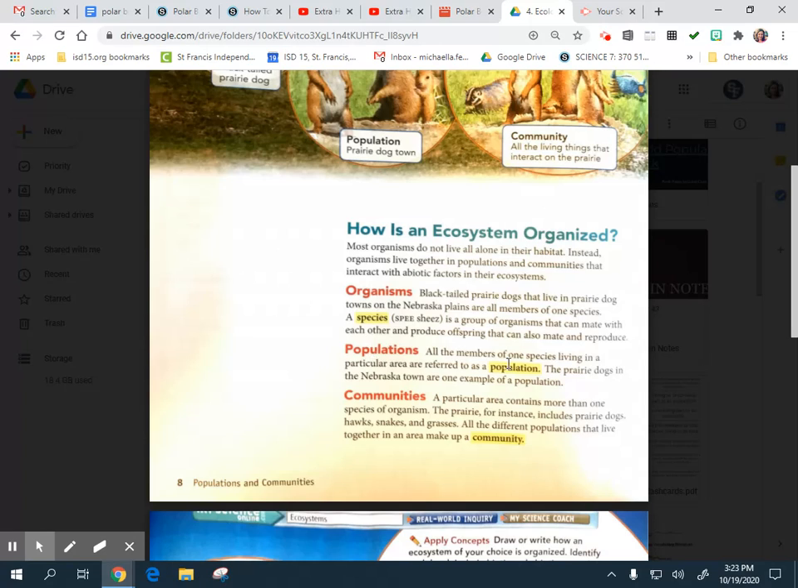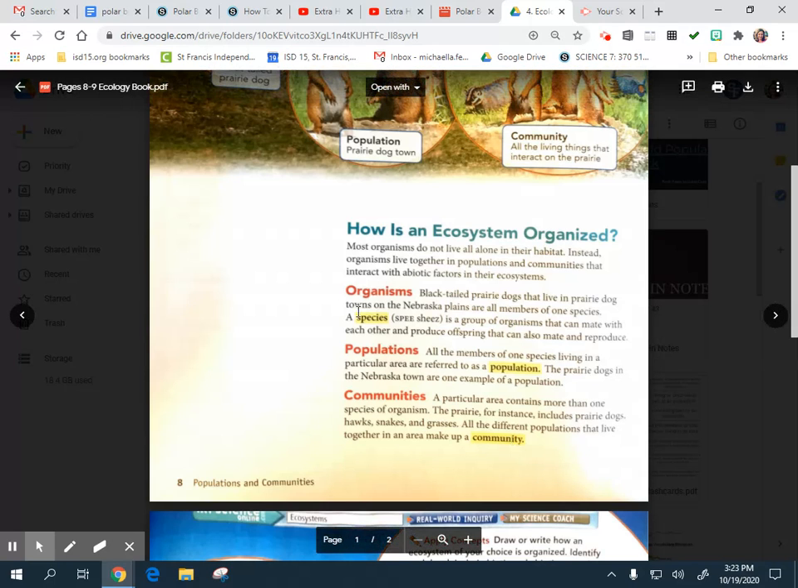Populations, all the members of one species living in a particular area are the population. The prairie dogs in the Nebraska town are one example of a population. And communities, a particular area that contains more than one species of organism. The prairie, for instance, includes prairie dogs, hawks, snakes, and grasses. All the different populations that live together make up the community.